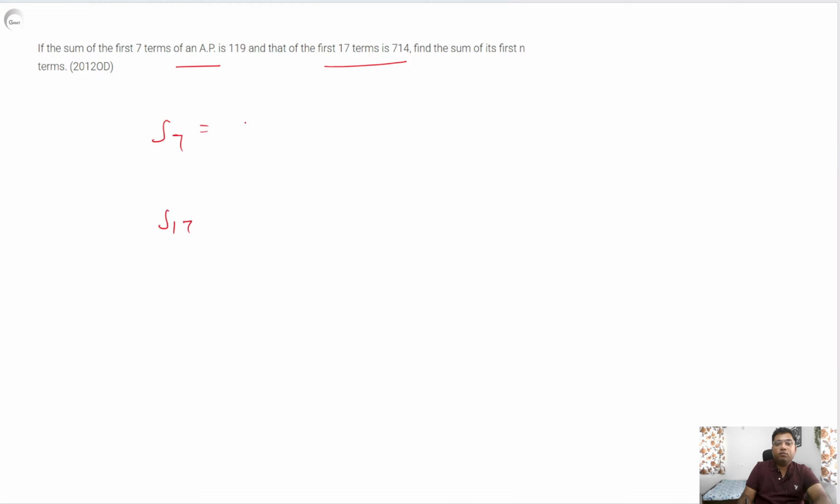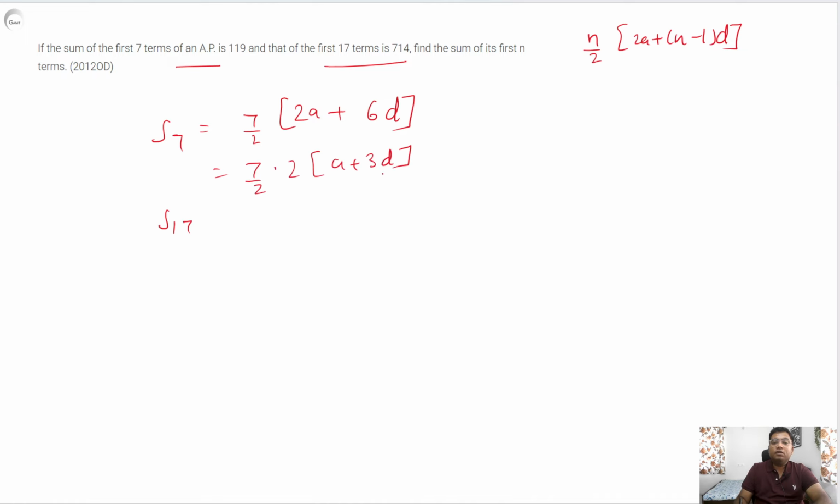For S7, the formula will be n by 2. I will write the formula on the side. n by 2, 2a plus n minus 1 times d. So 7 by 2 and 2a, we don't know what the value of a is. So 2a plus 7 minus 1, which is 6 times d. We don't know the value of d as well. So if you simplify this, 2 is common here, so you'll get a plus 3d. 2 and 2 cancel out and you get 7 times a plus 3d, which gives you 119.